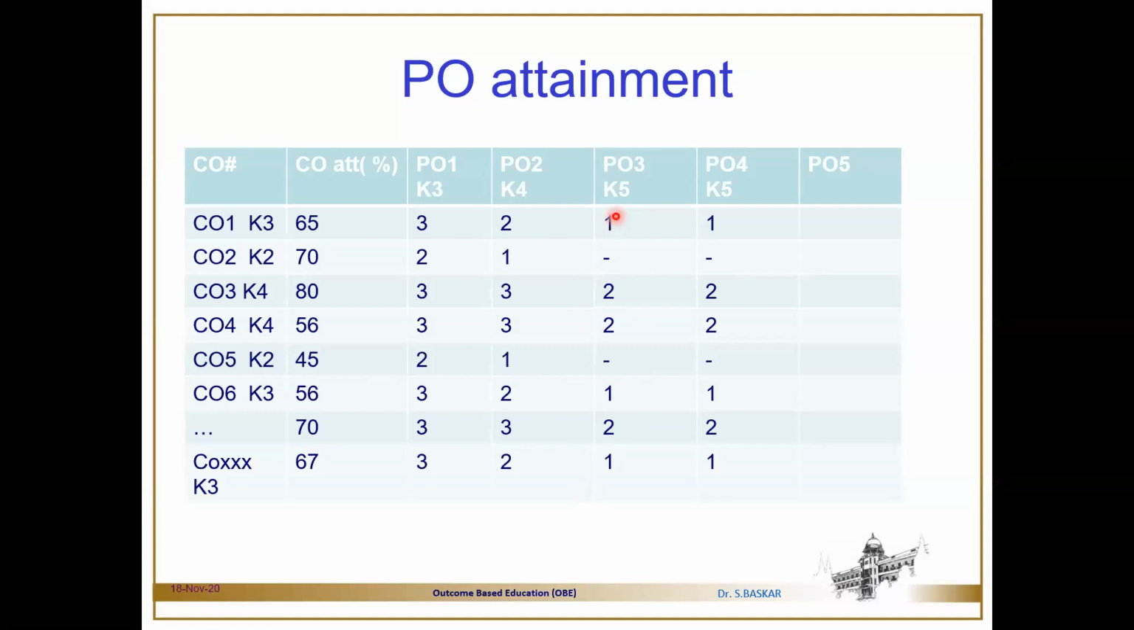Otherwise, if you consider the other number, then PO3 attainment will be higher than PO2. It should not be. If you count only that number, then it will give a different answer. Similarly, for PO4 also, the denominator will be 18, 6 into 3. Very good. Any doubt in PO1 to PO4?